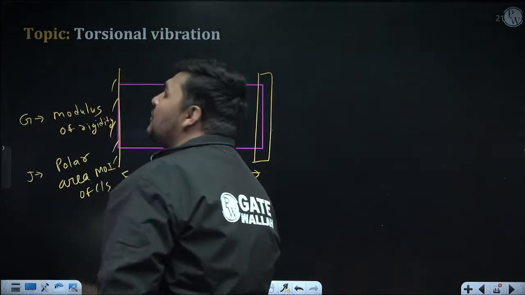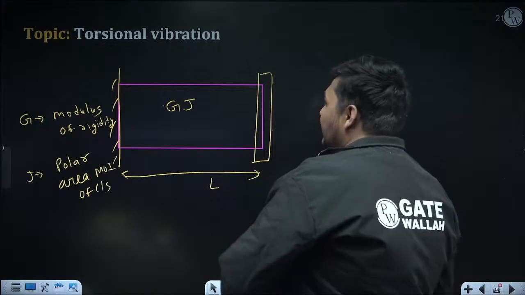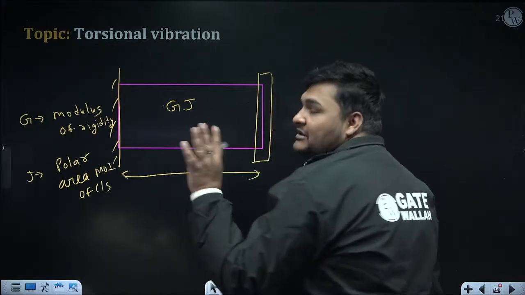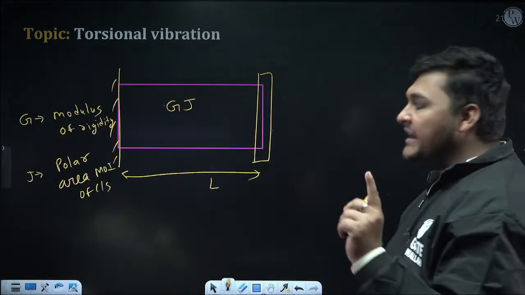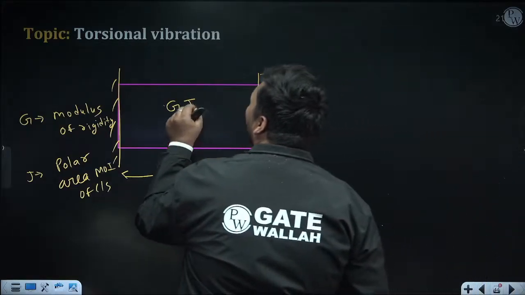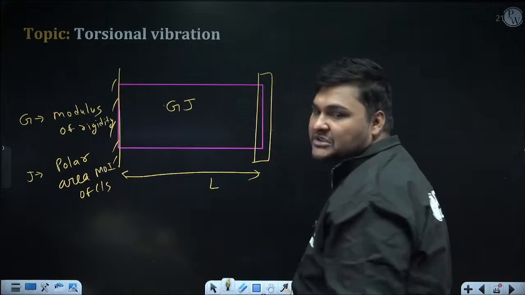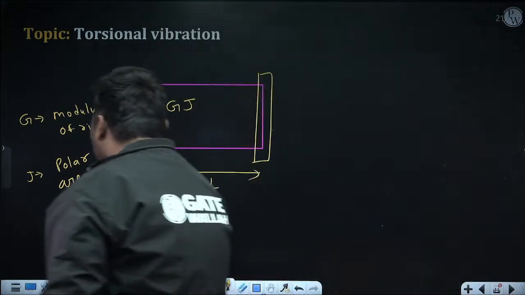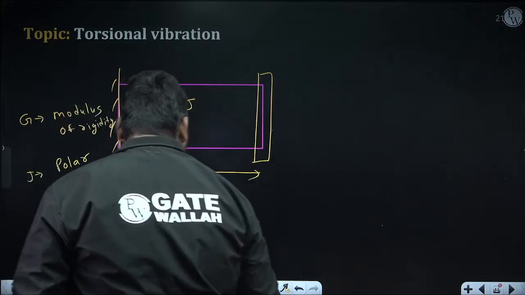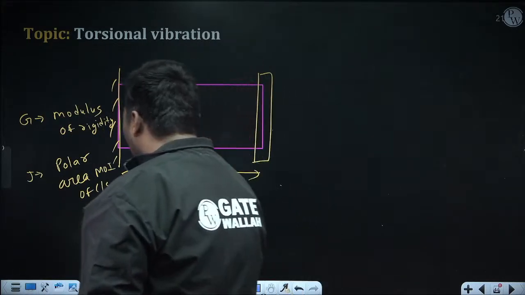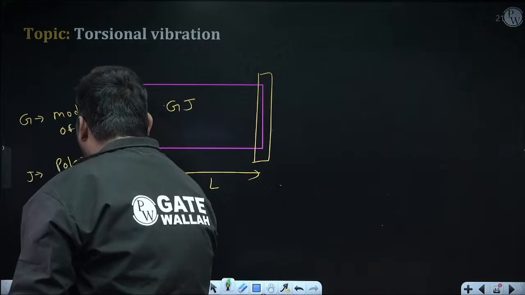In the rigidity formula, whether I is coming or J is coming, that is not the mass moment of inertia, it is the area moment of inertia. And in the torsion case, the polar area moment of inertia comes into the picture. Polar area moment of inertia means, suppose the cross section is circular, whose diameter is D. So what is J? It is the polar area moment of inertia of the cross section about the centroid.